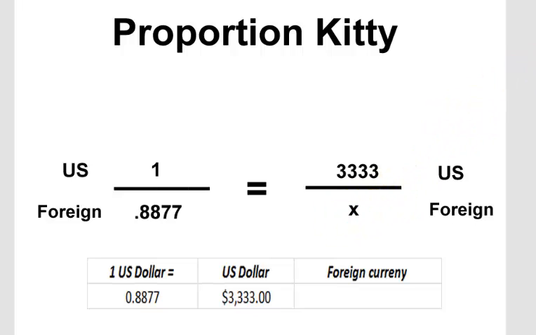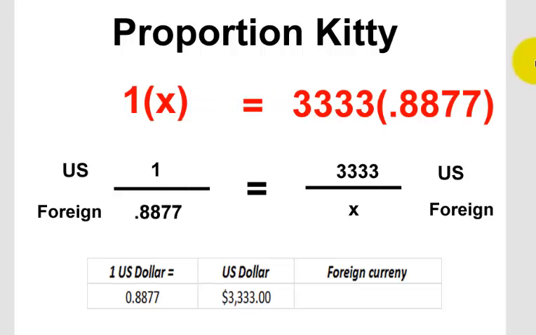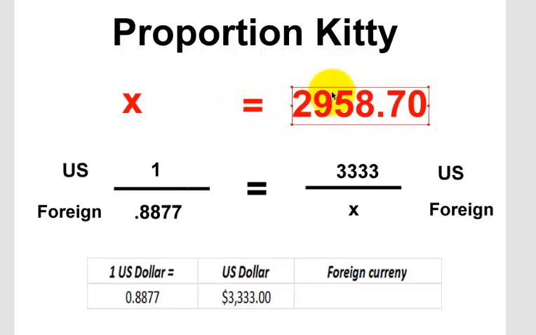This is the only time in mathematics that you're supposed to cross multiply, when you got a fraction, an equal sign, a fraction. Ratio, equal sign, ratio. So cross multiply. So you get 1 times x equals that. Boom. So that's how many francs. That's how much of the foreign currency that your $3,333 bought. So that's how you change dollars into foreign currency.